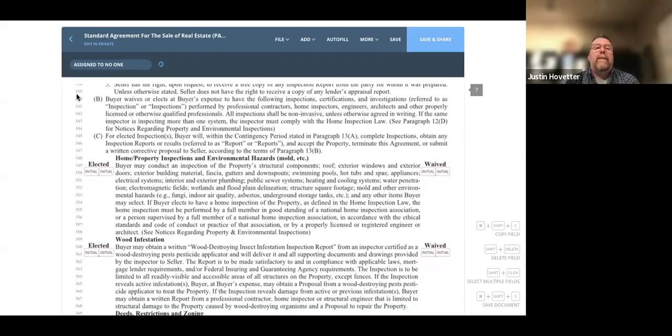Now, the buyer waives or elects at the buyer's expense to have the following inspections, certifications, and investigations referred to as inspection or inspections performed by professional contractors, home inspectors, engineers, architects, and other properly licensed or otherwise qualified professionals. All inspections shall be non-invasive unless otherwise agreed to in writing. Now, if the same inspector is inspecting more than one system, the inspector must be a home inspector or comply with the home inspection law.